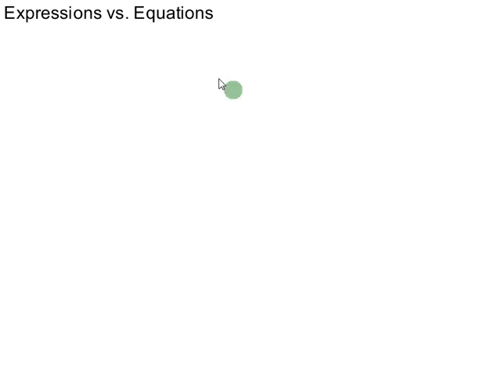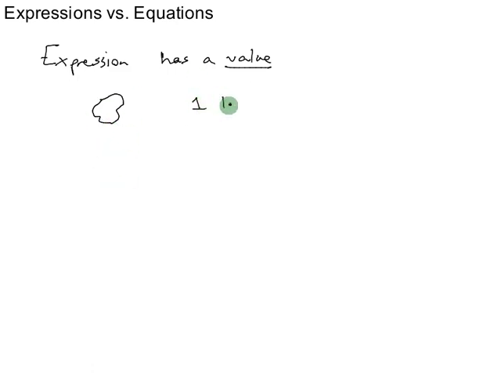An expression has a value. So for example, let's say here's a rock. That's like an expression. I have one rock. Okay? One rock, let's say it weighs 1 pound.